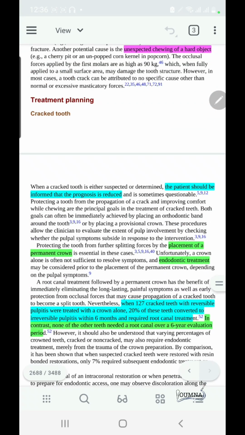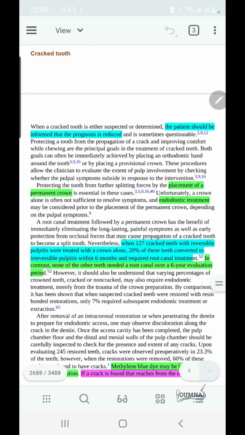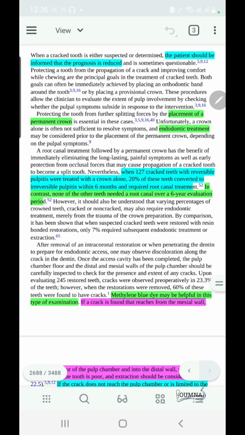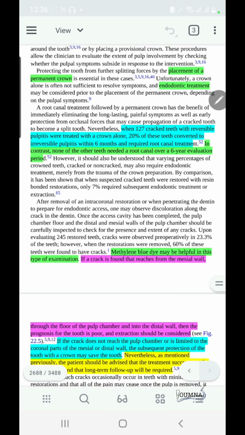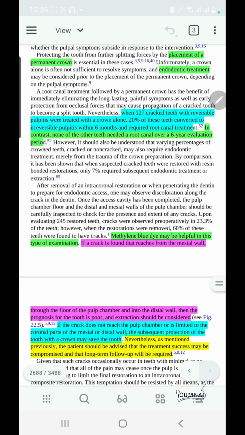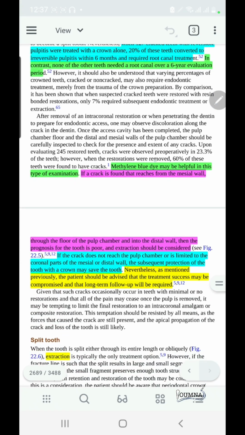When we diagnose the split tooth or the cracked tooth, the patient should be informed that the prognosis is reduced. We can do an endo treatment and placement of a permanent crown, but there is a study of 127 cracked teeth with reversible pulpitis. 20 of them developed an irreversible pulpitis after 6 months, and some of them remained sound for a whole 6 years afterward.